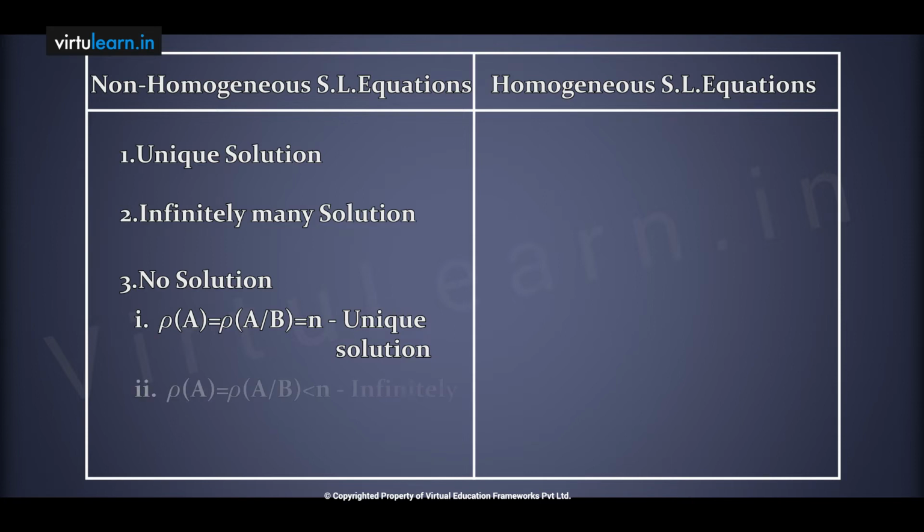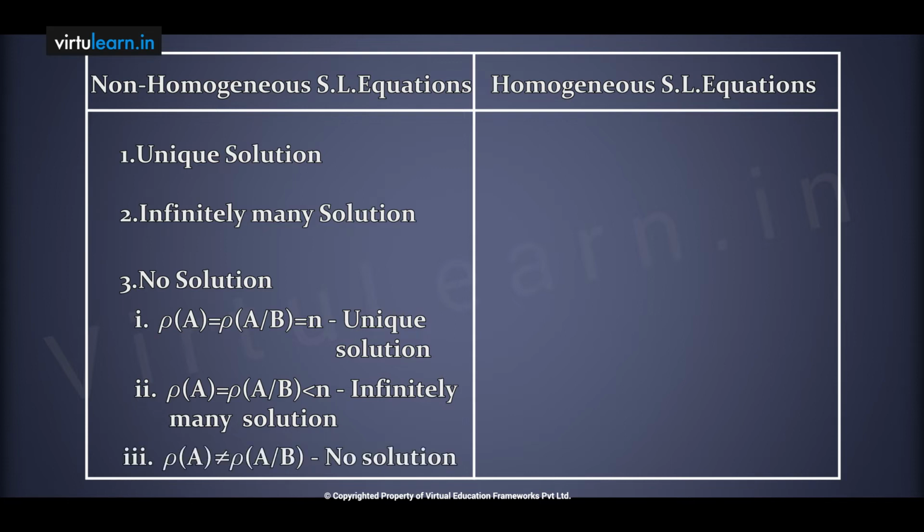Second, rank of A and rank of augmented matrix both are equal and this number is less than the number of variables, less than n, then we get infinitely many solutions. Third, rank of A not equal to rank of A|B, then the system has no solution and this system is called inconsistent. These are the solutions for non-homogeneous system of linear equations: unique solution, infinitely many solutions and no solution, with the conditions for these three.